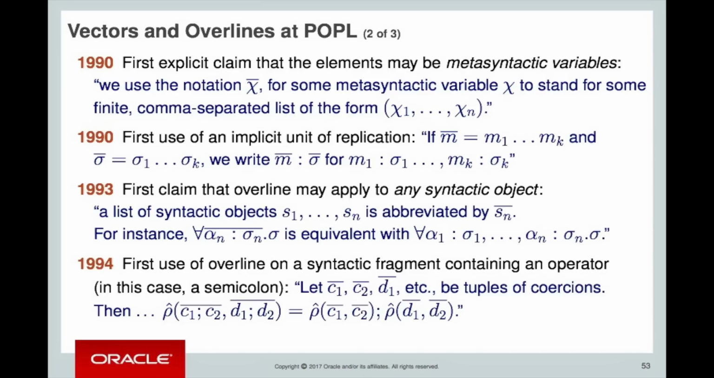So the stuff that's being replicated is bigger than the stuff that's being overlined. That's an innovation. In 1993, we see the first explicit claim that an overline may apply to any syntactic object, not just a variable name. And in 1994, we see the first use of overline on a syntactic fragment that contains an operator, in this case a semicolon for combining coercions, rather than just a separation symbol like a colon in a variable declaration. So we're in the mid-90s already.